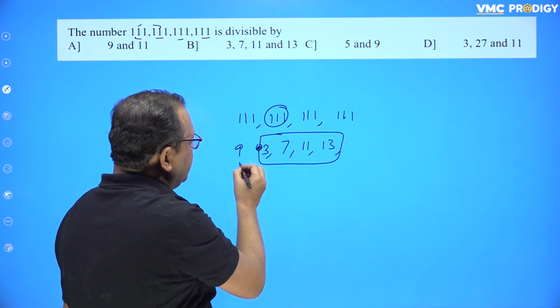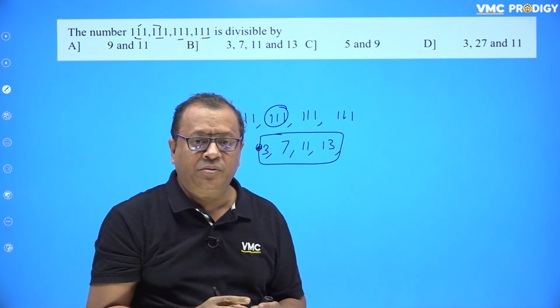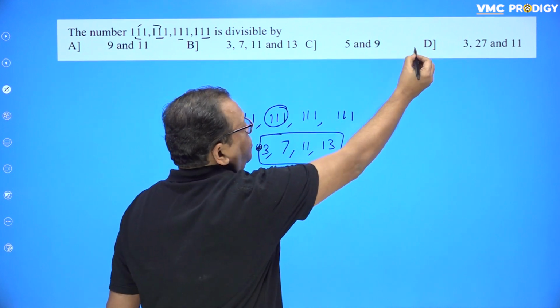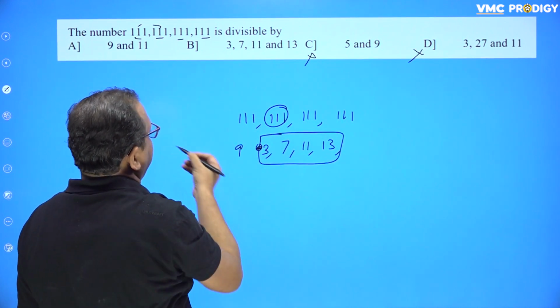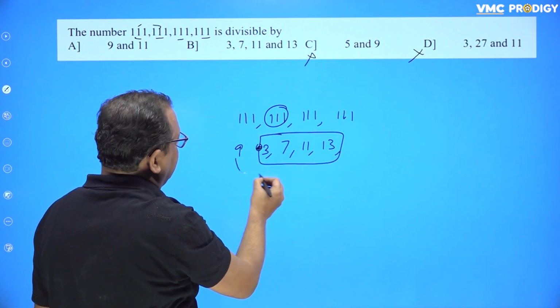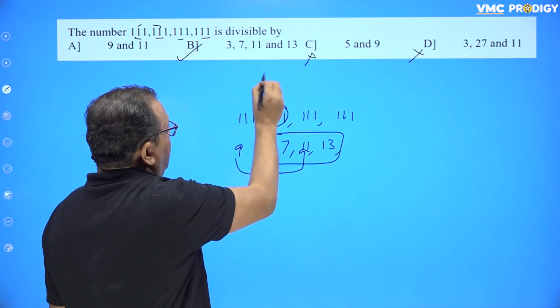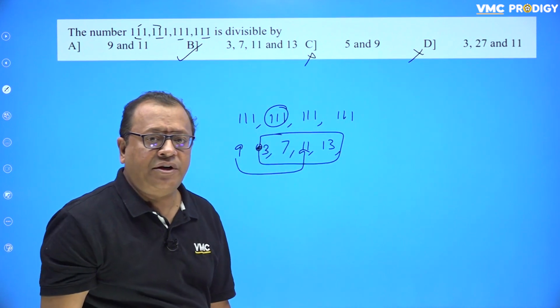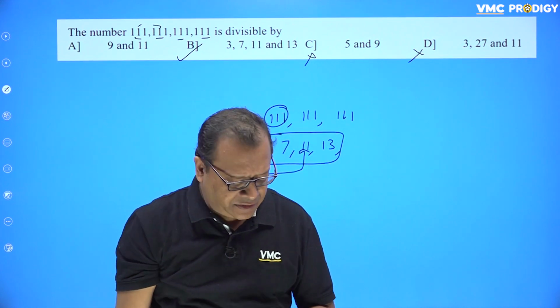But we cannot definitely say that if it is divisible by 3 and 9, it has to be divisible by 27. So this is wrong. This is obviously wrong, right? 9 and 11, it is correct. But the complete option is 3, 7, 11 and 13, right? So it is divisible by 3, 7, 11 and 13.